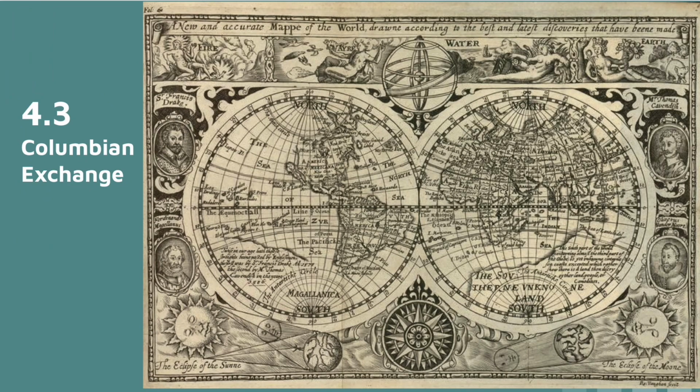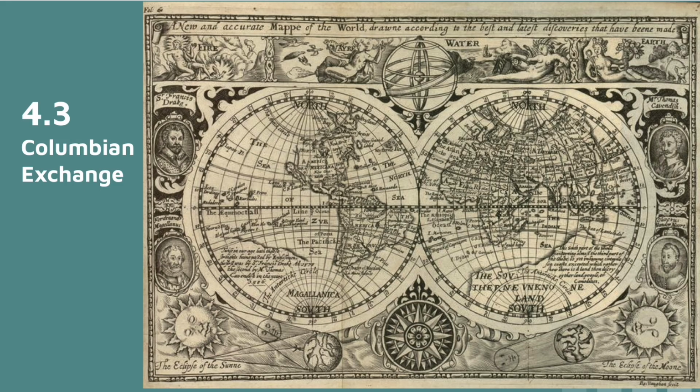And welcome to our first series of DBQ activities. This first DBQ asynchronous lesson is going to be on the Columbian Exchange, or Unit 4, Topic 3 in the AP World Curriculum.